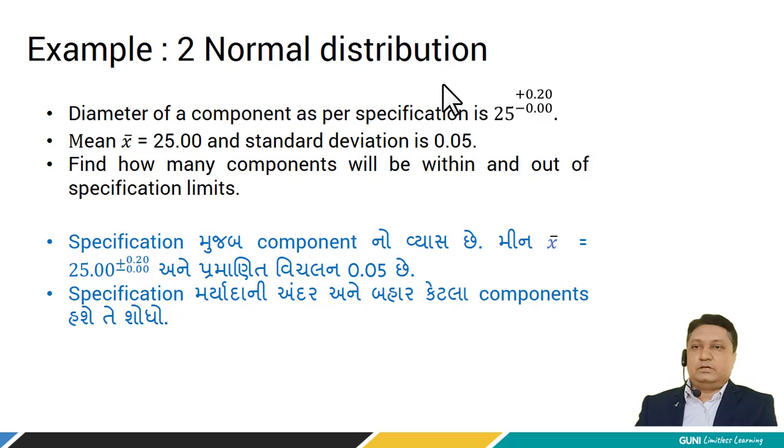Let's see example number 2 of normal distribution curve. Here the diameter of component as per specification is 25.2 upper limit and 25.00 lower limit. The mean value, that is x bar, is 25 and standard deviation is 0.05. Find out how many components will be within and out of specification limit.